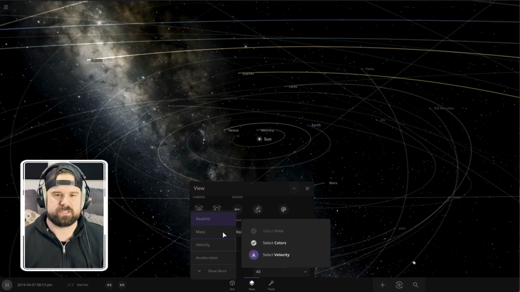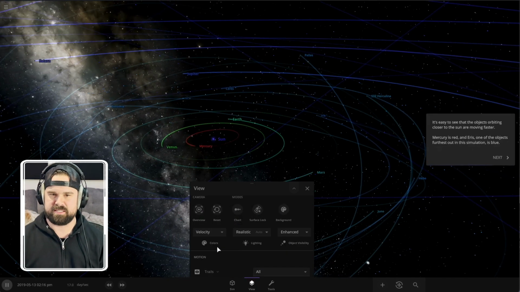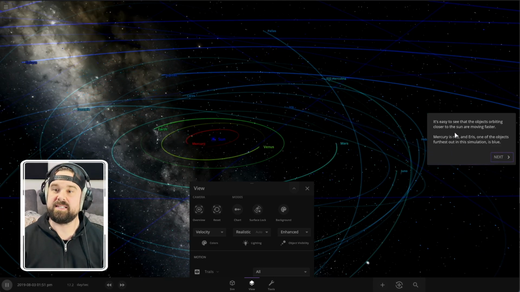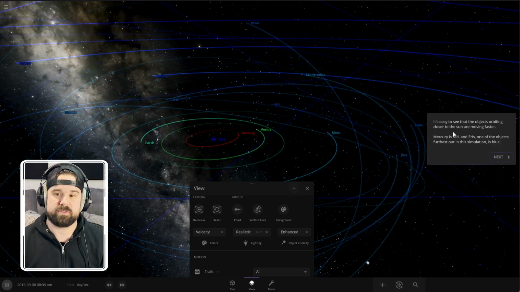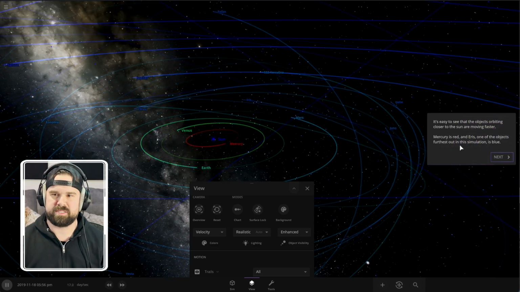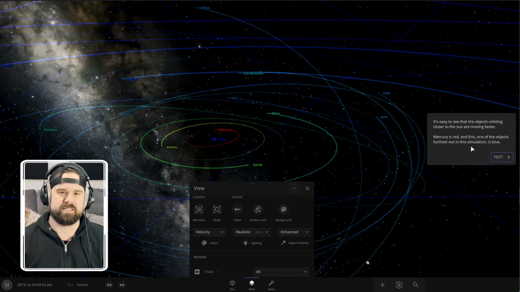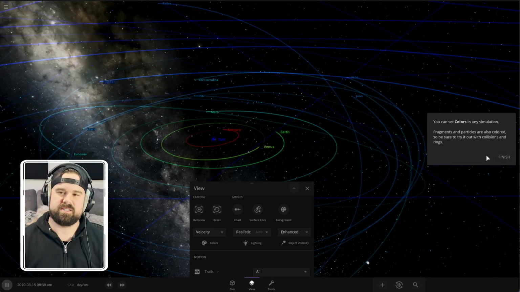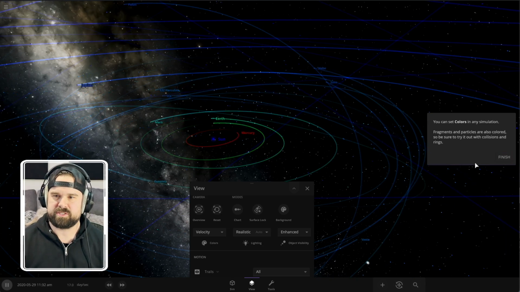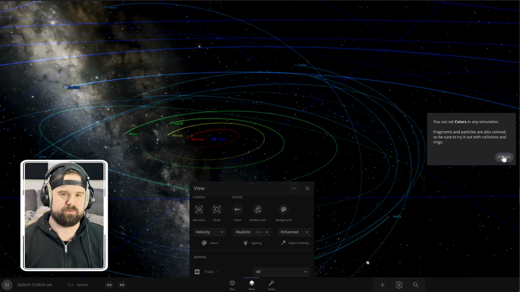So it's also a great way to gain another perspective on orbital physics. Next. All right, so it's wanting me to click velocity, and it's going to show, based on the color, how fast things are going. It's easy to see that the objects orbiting closer to the sun are moving faster. Mercury is red, and Eris, one of the objects furthest out in the simulation, is blue. You could set colors in any simulation. Fragments and particles are also colored, so be sure to try out with collisions and rings, and we will.